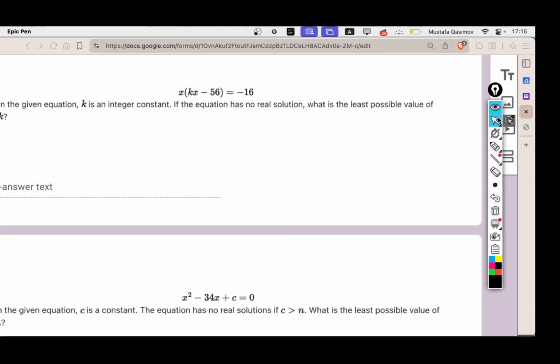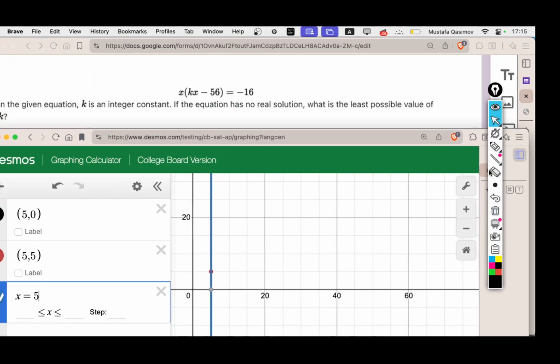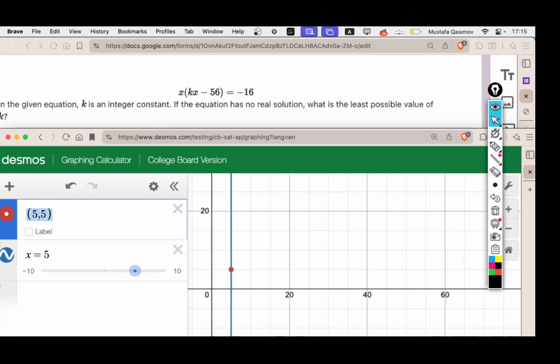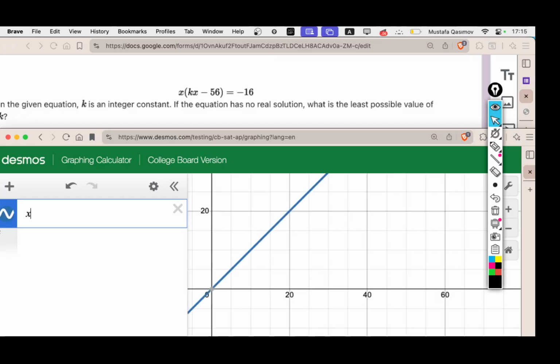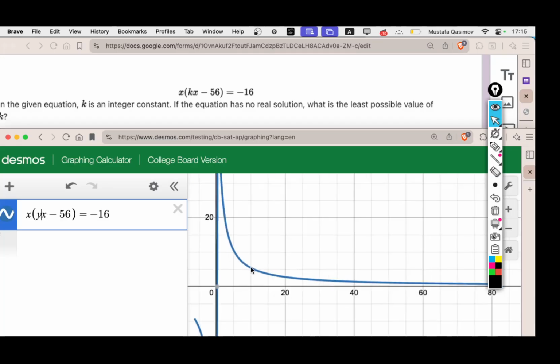Okay, let's continue. For this one, kx minus 56. Do you know this method? How can we find this in Desmos? I think no. Okay. Whatever you have, it does not matter. They can put a very complicated equation here. It doesn't matter. You have to just write exactly the same thing in Desmos. Then you have to write y instead of k, and you will get something like that.